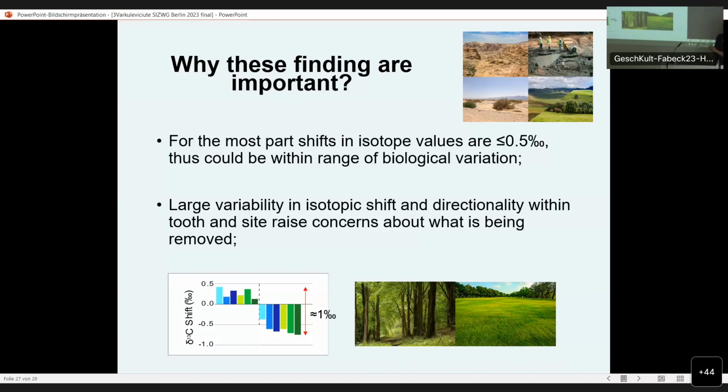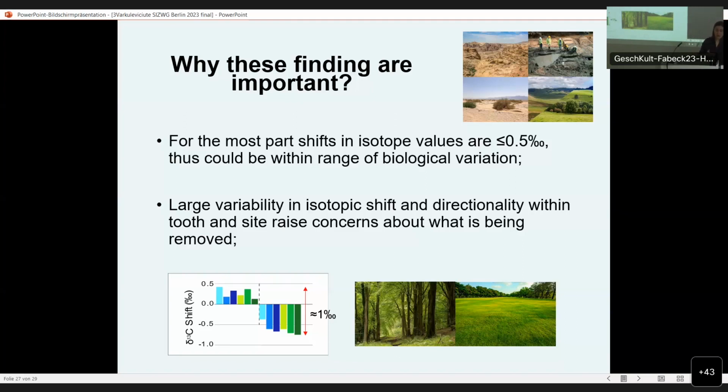Another thing is, for the most part, the shifts in isotope values in most samples weren't that great. They were equal to or less than 0.5 per mil, and could be within the range of biological variation and could not really affect your interpretation. Like 0.5 per mil is maybe not that significant for a lot of the questions that we have.